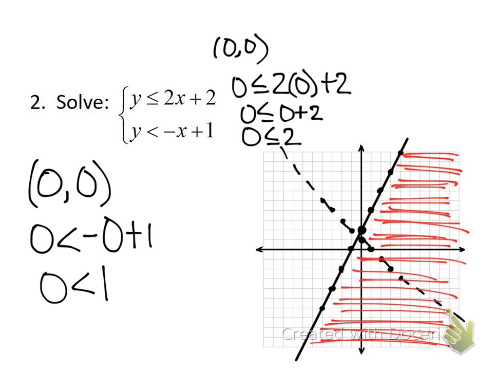Yes. So we again shade the side that has that point. So that means we are looking at the dotted line. We're shading kind of below it where 0, 0 is. And we this time are ignoring the solid line.